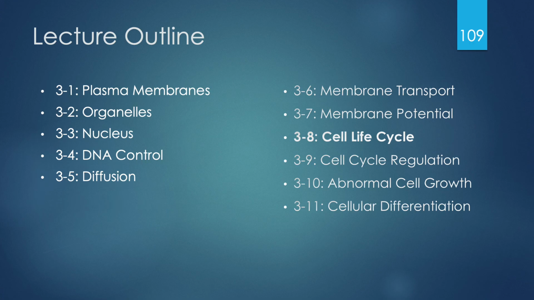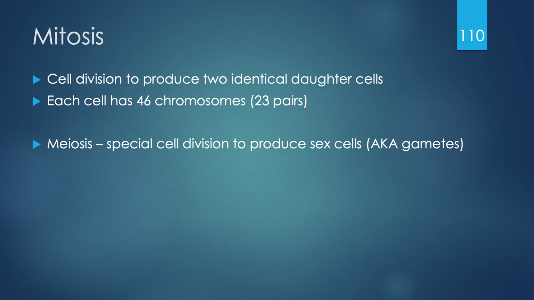Let's talk about section 3-8, the cell life cycle. Mitosis is the process by which cells divide to produce 2 identical daughter cells that each have 46 chromosomes, or 23 pairs, which is a full complement. Meiosis is a process of special cell division in which we're not creating somatic cells throughout our body, but rather we're creating gametes, which are sex cells for reproduction.